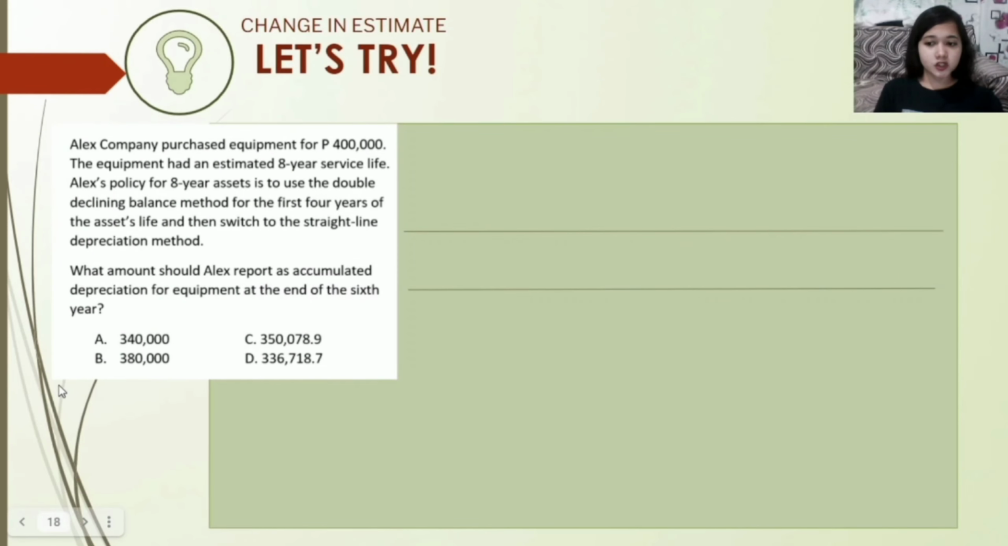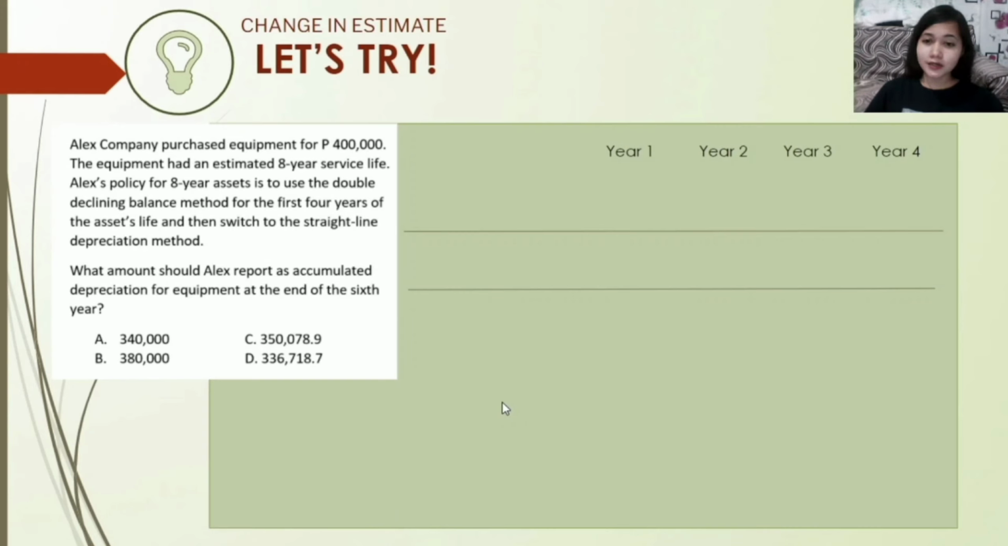So, let's try an example. Alex's company purchased equipment for 400,000. The equipment had an estimated 8-year service life. Alex's policy for 8-year asset is to use double declining balance method for the first 4 years of the asset's life and then switch to the straight line depreciation method. What amount should Alex report as accumulated depreciation for equipment at the end of the 6th year?